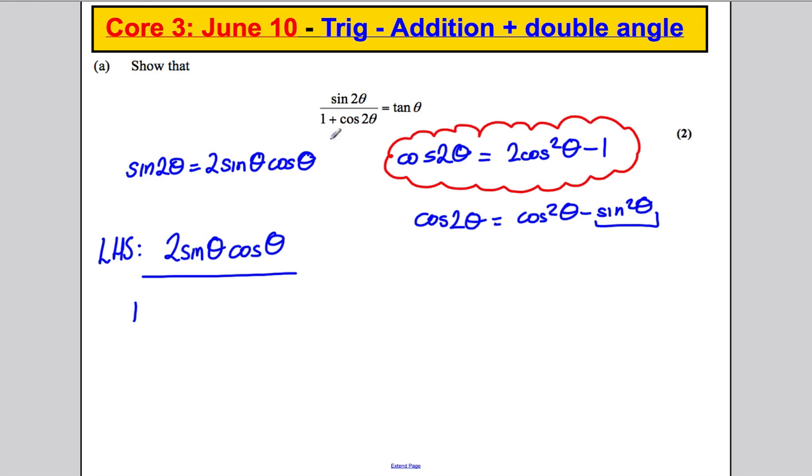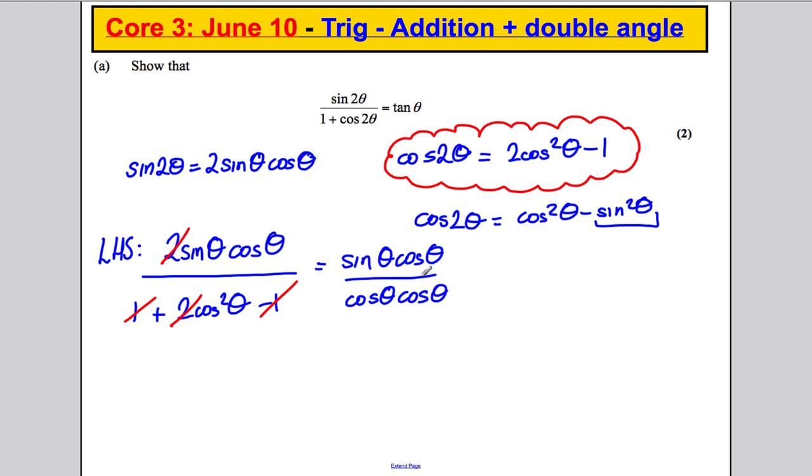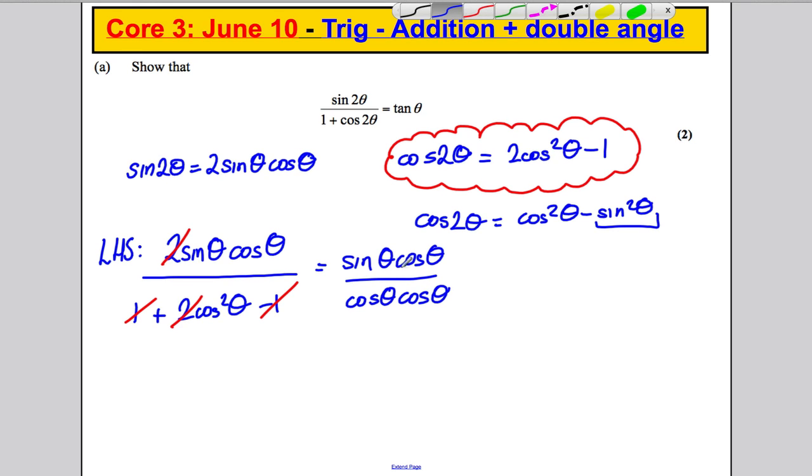We've got our 1. Cos 2 theta is 2 cos squared theta subtract 1, so it's plus 2 cos squared theta subtract 1. The 1's cancel, and so do the 2's. So what do we get? This is equal to sine theta cos theta over cos squared theta, which is cos theta cos theta. These cos thetas cancel, and you get sine theta over cos theta, which is equal to tan theta, which is equal to the right hand side, and that's what you were looking for.